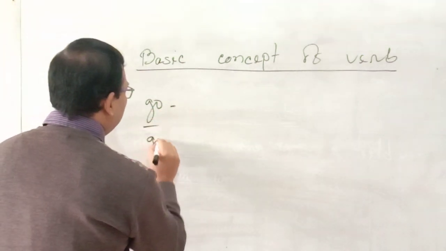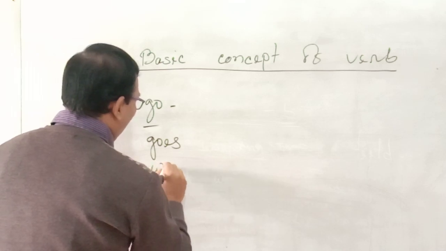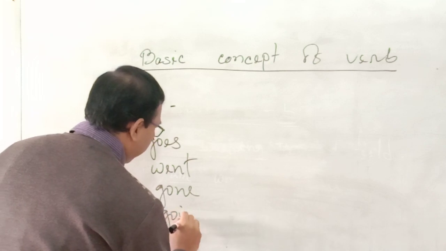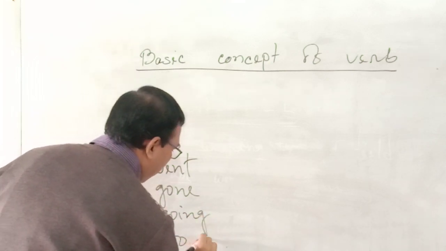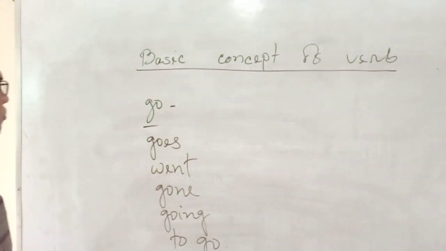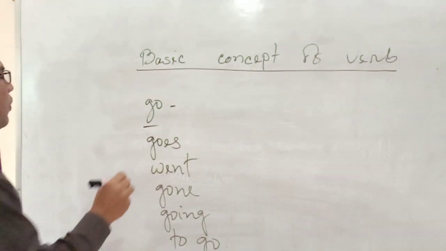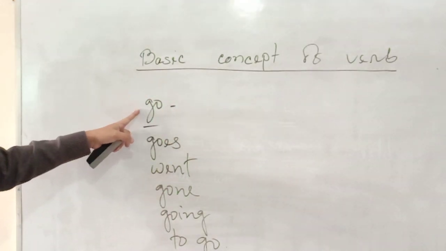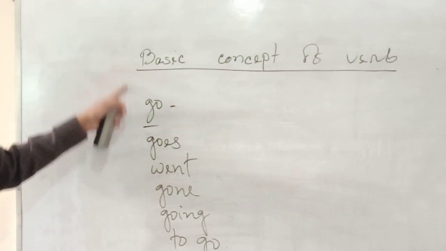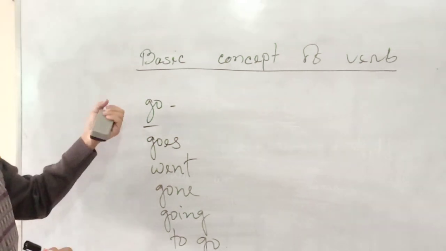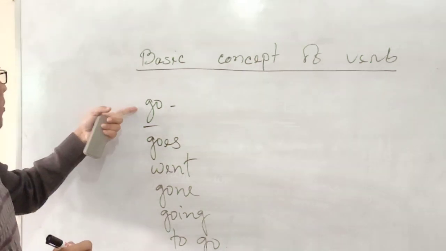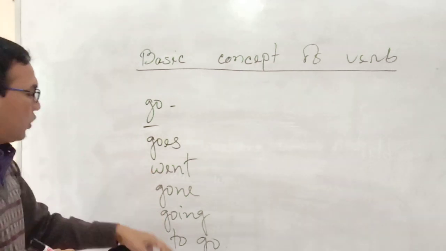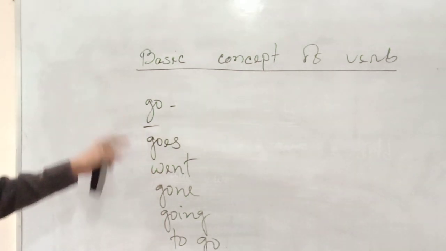Go, then goes, went, gone, going, and to go. These are the forms of the verb go. If you get the clue go in the bracket, then this verb can be changed into any one of these forms. The go may remain the same, go, then it can be changed into goes, went, gone, going, or to go. So you should know about these forms.